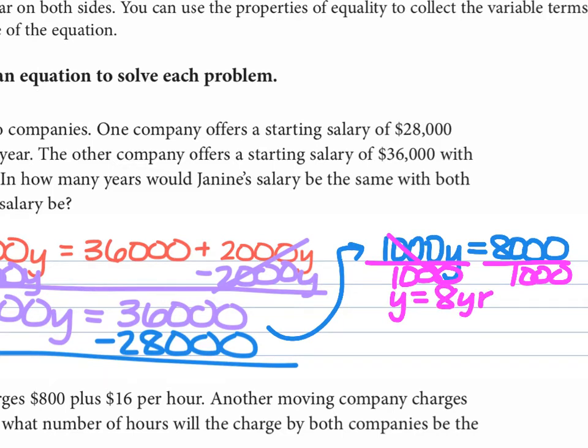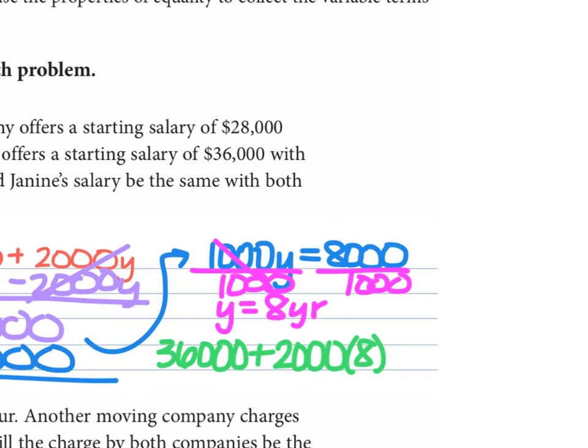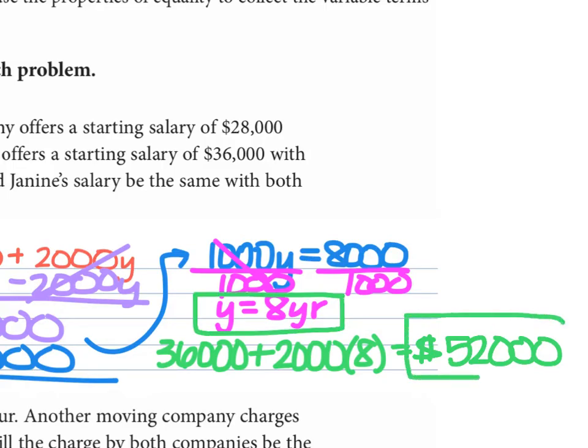So in 8 years, how much will that salary be? We'll take that 8 and plug it into one of these situations. So if we did it for, let's say, the 36,000 plus 2,000 y, 36,000 plus 2,000 times 8 is 36,000 plus 16,000, which gives us 52,000. So we have 8 years and 52,000.